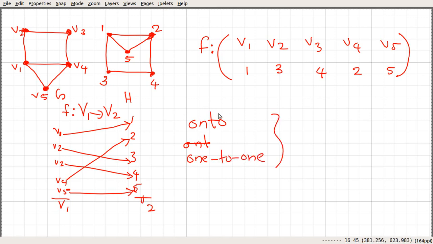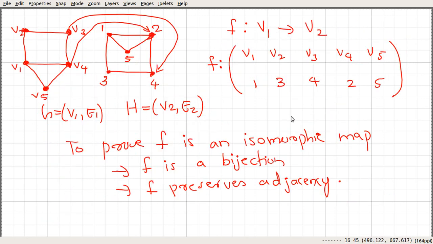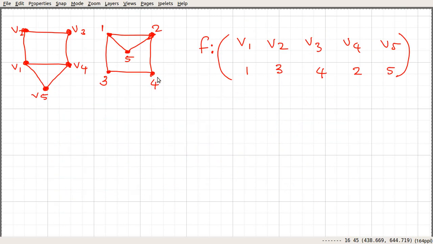Since this mapping is both onto and one to one, this mapping is a bijection. So we are able to prove this first condition, and next, if we are able to prove this also, then we can say that these two graphs are isomorphic. Let's go and prove that.